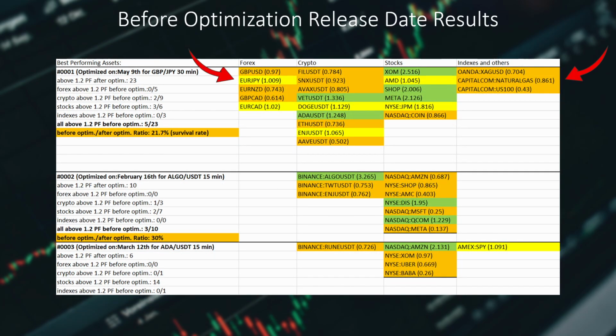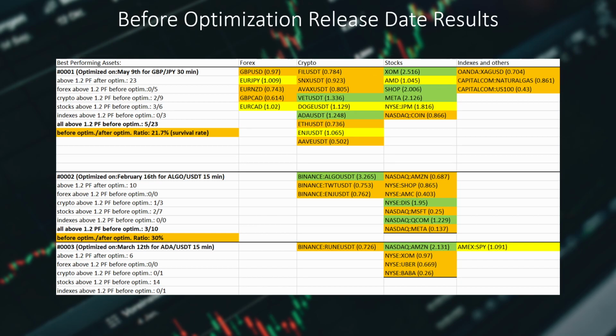On the right side, you can see the statistics broken down to each asset I tested. In the brackets, I put the profit factors for each asset before the optimization date. For example, the best results were achieved on the XOM stock with 2.5 profit factor on price data 1 year before the optimization release date.